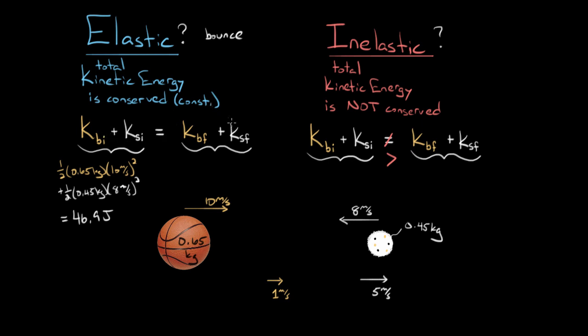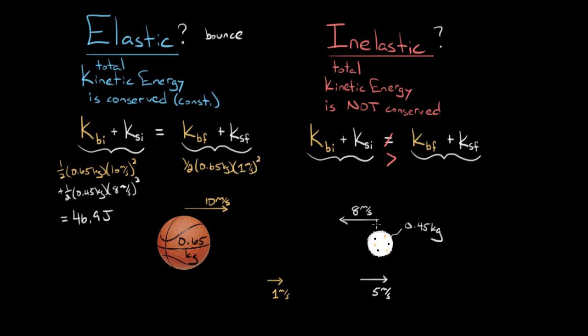So is this equal to the final amount? Let's just find out the final amount of kinetic energy. If I take the final speed of the basketball and use that to find the final kinetic energy of the basketball, I'd have 1/2 mass of the basketball times the final speed is only 1 meter per second, and I still square it.